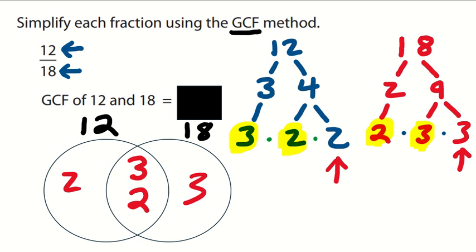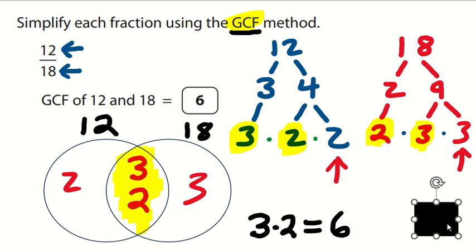Now, to find the greatest common factor, all we have to do is multiply the numbers together that are in the middle. In this case, we have 3 times 2. So let's do that. We have 3 times 2 equals 6. And that should be the greatest common factor. And it is. Ladies and gentlemen, now that we've found the greatest common factor, guess what we can do?